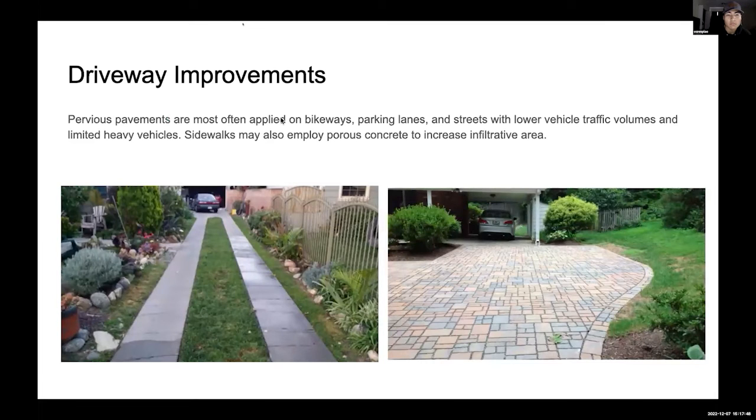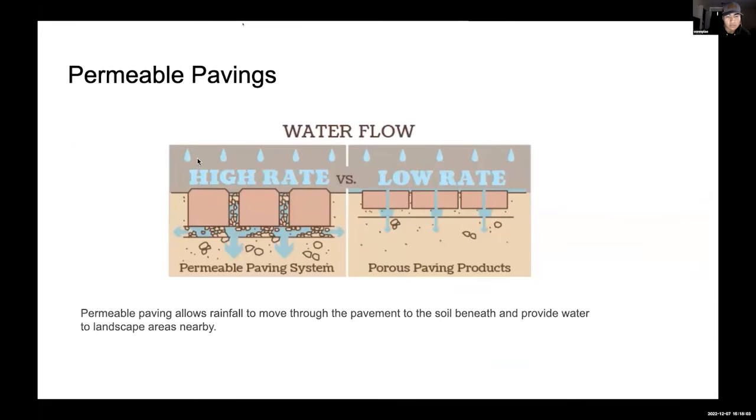Another strategy we can use is pervious pavements for driveways, parking lots, and the streets with lower vehicle traffic volumes. So this diagram is for permeable pavings, which allow rainfall to move through the pavement to the soil beneath, and provide water for the plants nearby, and also reduce the runoff.